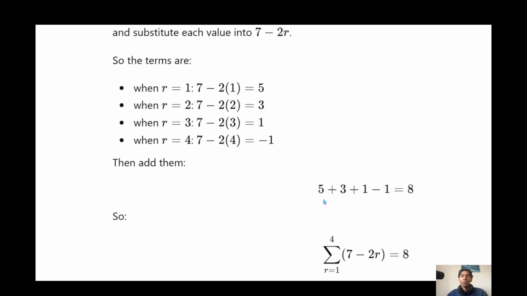And finally, what we do is add them up. So 5 plus 3 plus 1 minus 1 is equal to 8. So the sum of r equals 1 to 4 of 7 minus 2r is equal to 8.